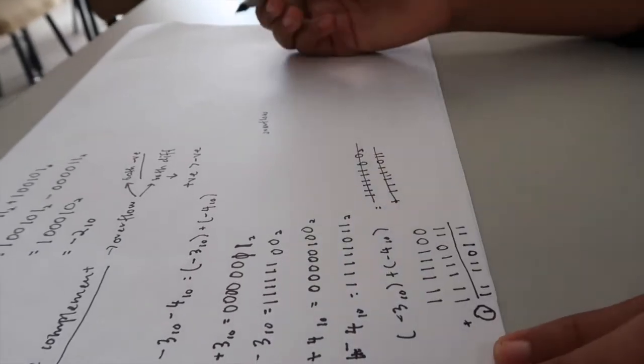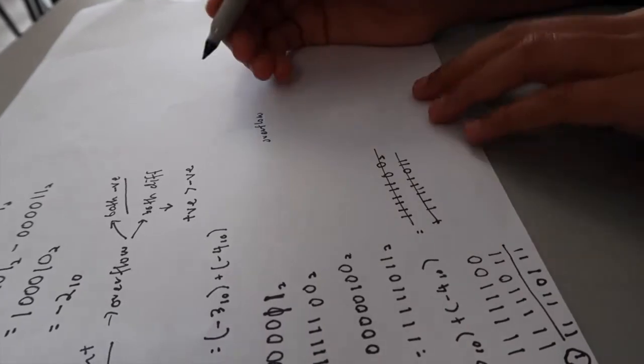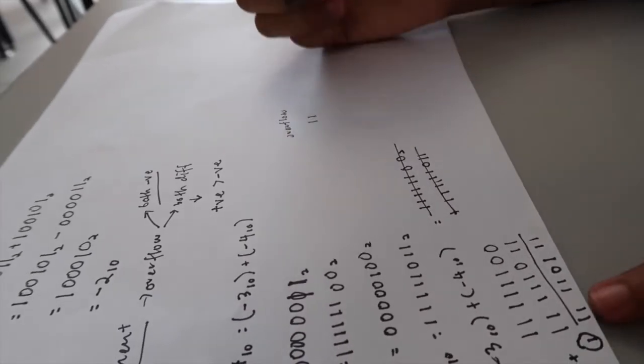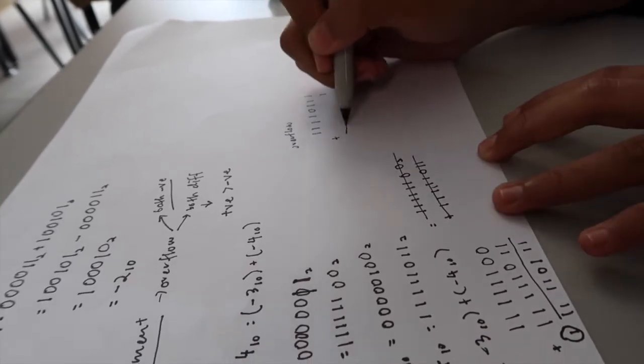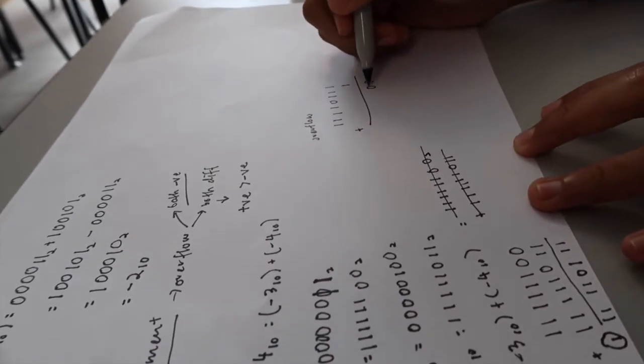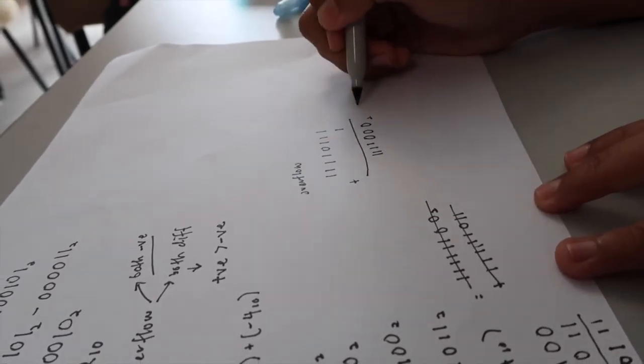This is the overflow, or this is called EAC. EAC needs to be added to the most right bit. So 1, 1, 1, 1, 0, 1, 1, 1 plus 1. So it becomes 0, 0, 0, 1, 1, 1, 1 base 2, which is negative 7 base 10.